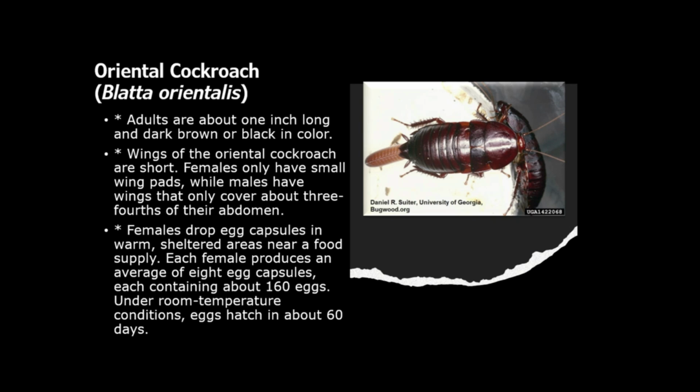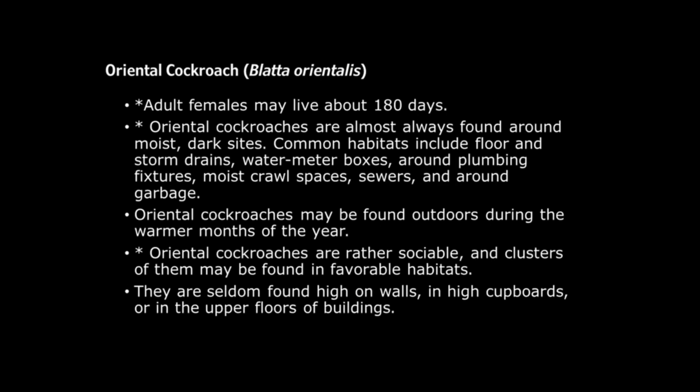Females drop egg capsules in warm, sheltered areas near a food supply. Each female produces an average of 8 egg capsules, each containing about 160 eggs. Under room temperature conditions, eggs hatch in about 60 days. Adult females may live about 180 days.